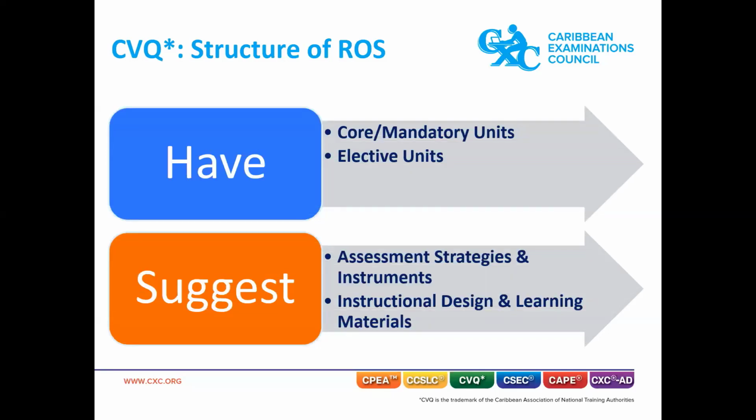So the regional occupational standards have core mandatory units, and they also have elective units. But guess what? CXC usually issues certificates for the core or mandatory units. You can do both, and we are trying to see if we can certify both later, but it's very important that the focus be on the mandatory units, because those are the ones for which we issue the full certification once you've completed all of them, as I indicated earlier.